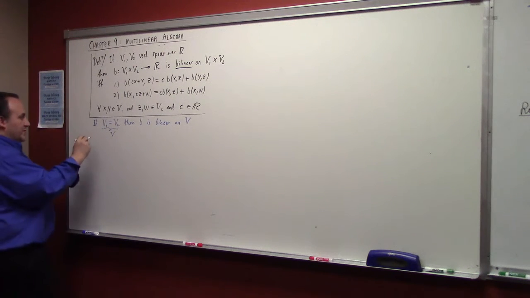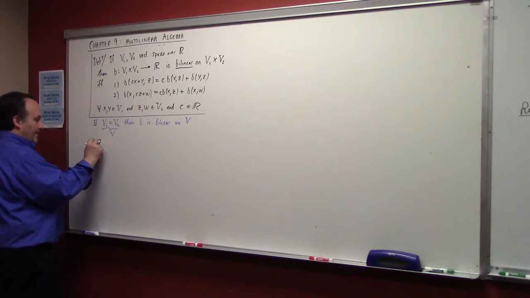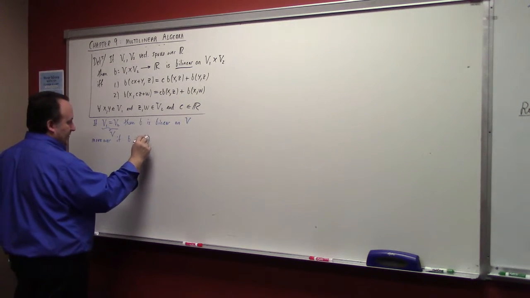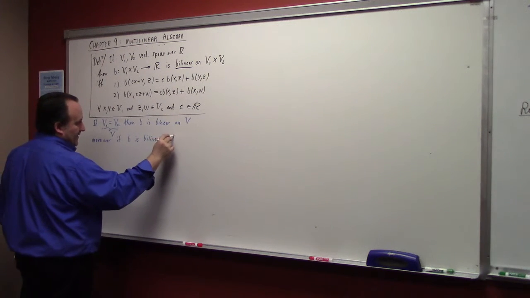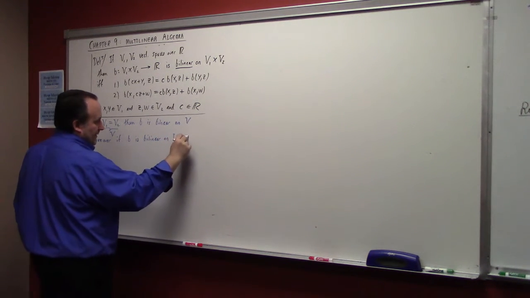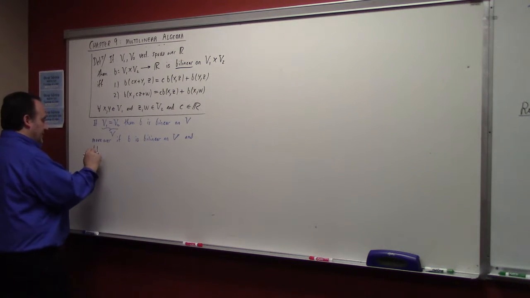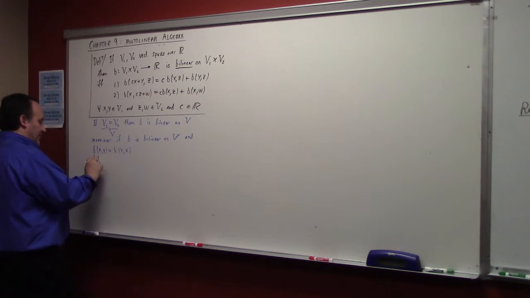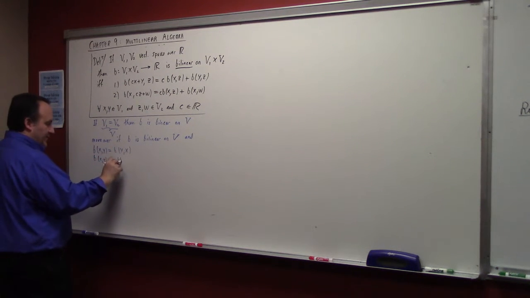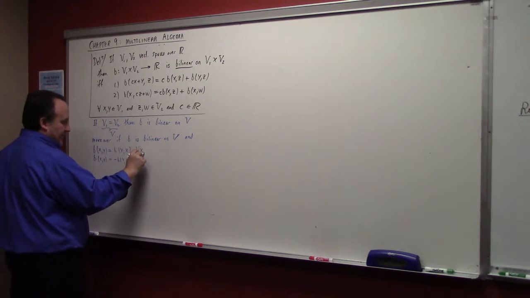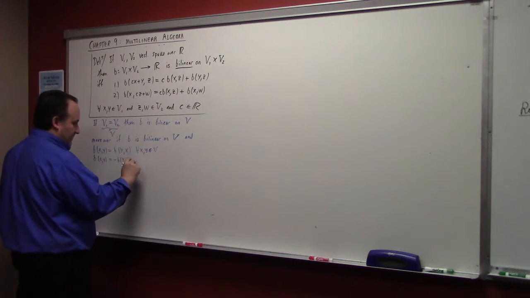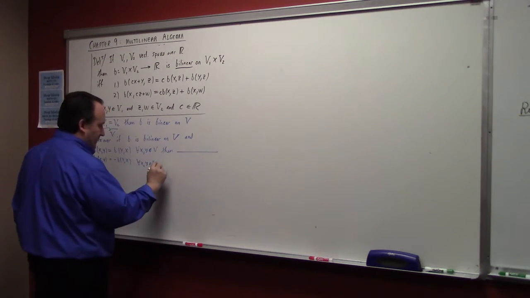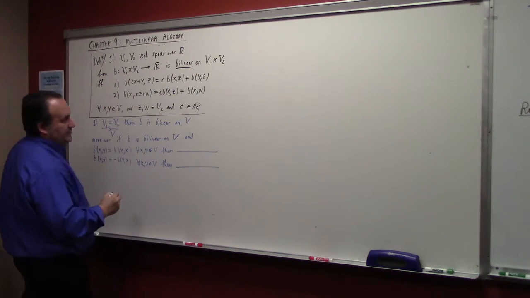Okay? Moreover, if B is bilinear on V and B of x comma y is equal to B of y comma x, or B of x comma y is equal to minus B of y comma x for all x and y in V, then fill in the blank.